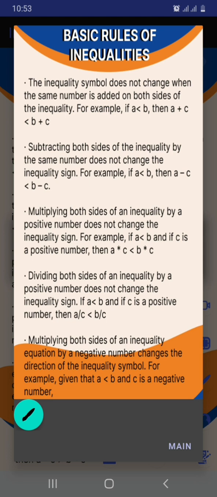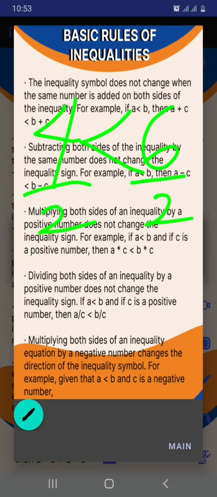When you divide by the same number as well, let's say, for instance, you have 4 being less than 6. If I should divide both sides by 2, the symbol will definitely not change. 4 divided by 2 gives us 2. 6 divided by 2 gives us 3. That is, 2 is less than 3.